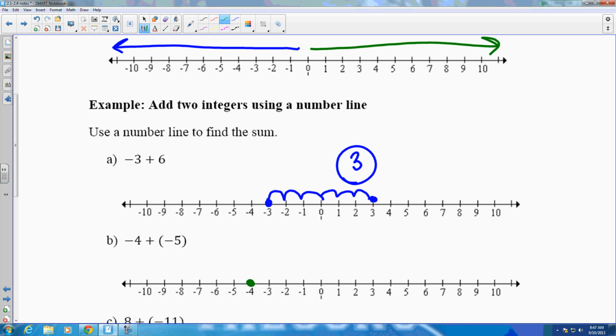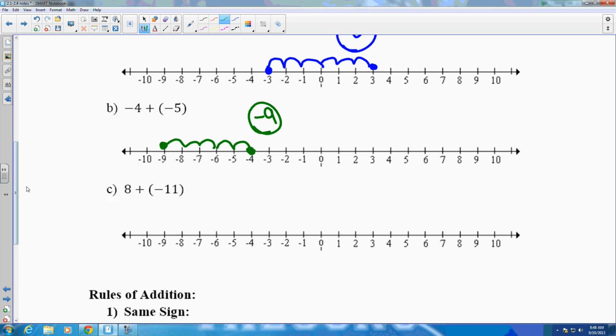-4 plus -5. Adding a negative, so we're moving to the left. 1, 2, 3, 4, 5. End up at -9. 8 plus -11, but we are moving in the left direction. 1, 2, 3, 4, 5, 6, 7, 8, 9, 10, 11. -3. I wouldn't recommend always using a number line because you can be adding some pretty big numbers, but it's helpful when you're adding numbers where you don't have to have too big of a number line.